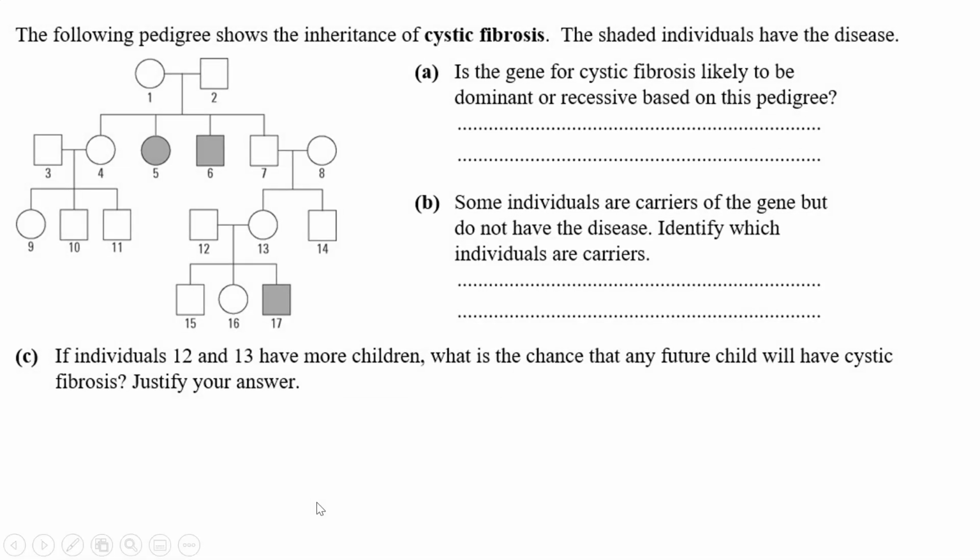All right, the following pedigree shows the inheritance of cystic fibrosis. The shaded individuals have the disease. Is the gene for cystic fibrosis likely to be dominant or recessive based on this pedigree? These guys have got it, okay, but the parents do not have it, which means it must be recessive.